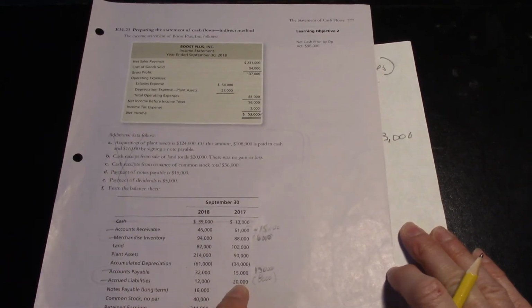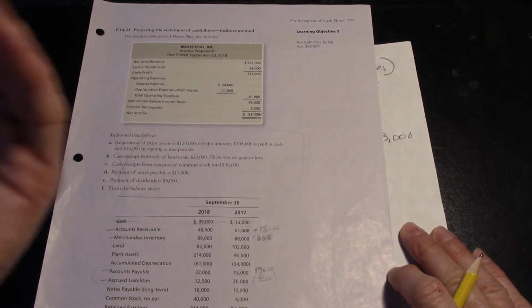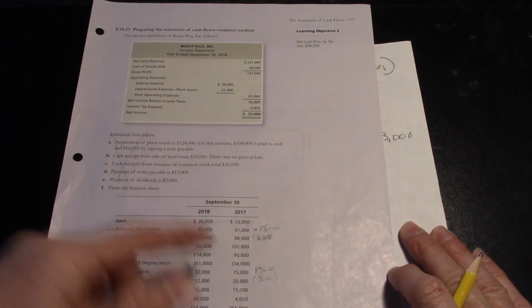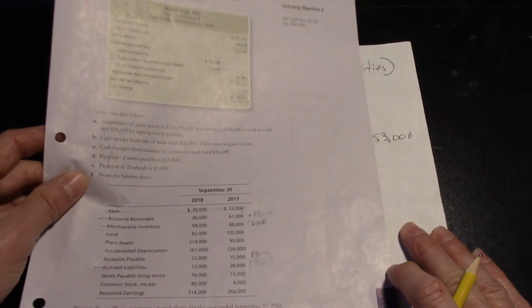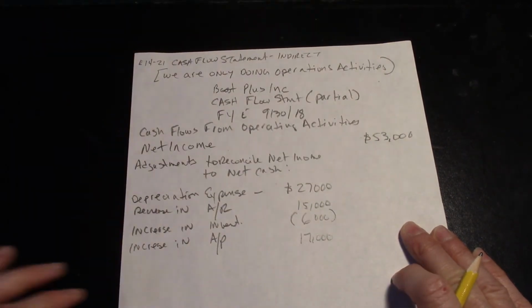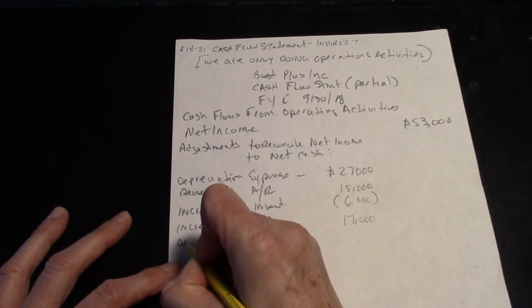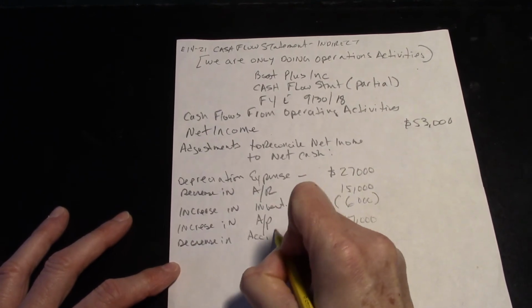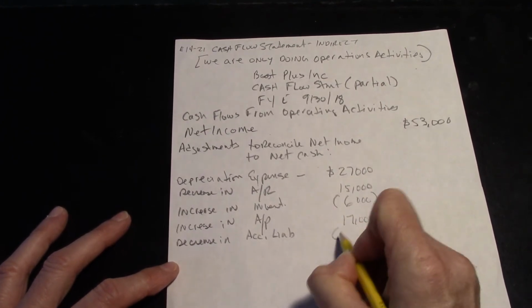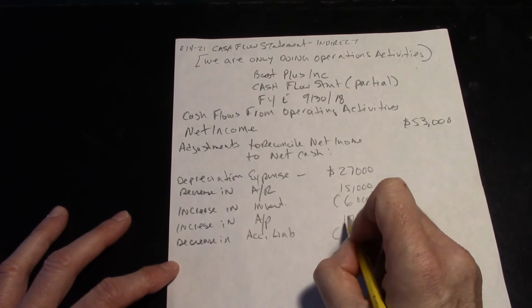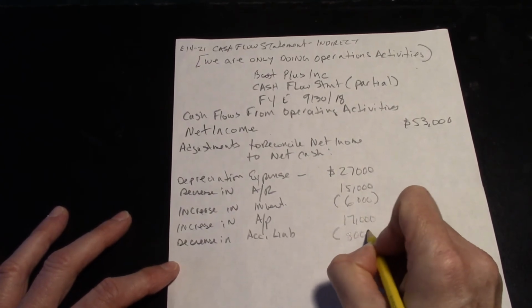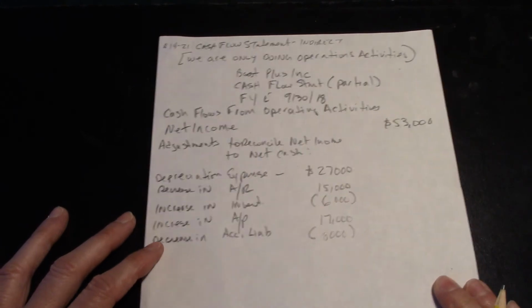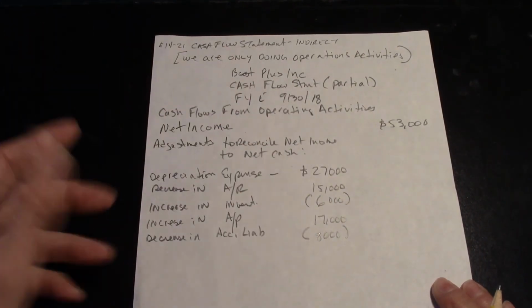Accrued liabilities, so we went from 20,000 to 12,000, so that's a decrease. If you think about it, to get rid of liabilities, you pay money, so cash flowed out. So that's a decrease in accrued liabilities of 8,000. So that's flowing out, so subtract it.